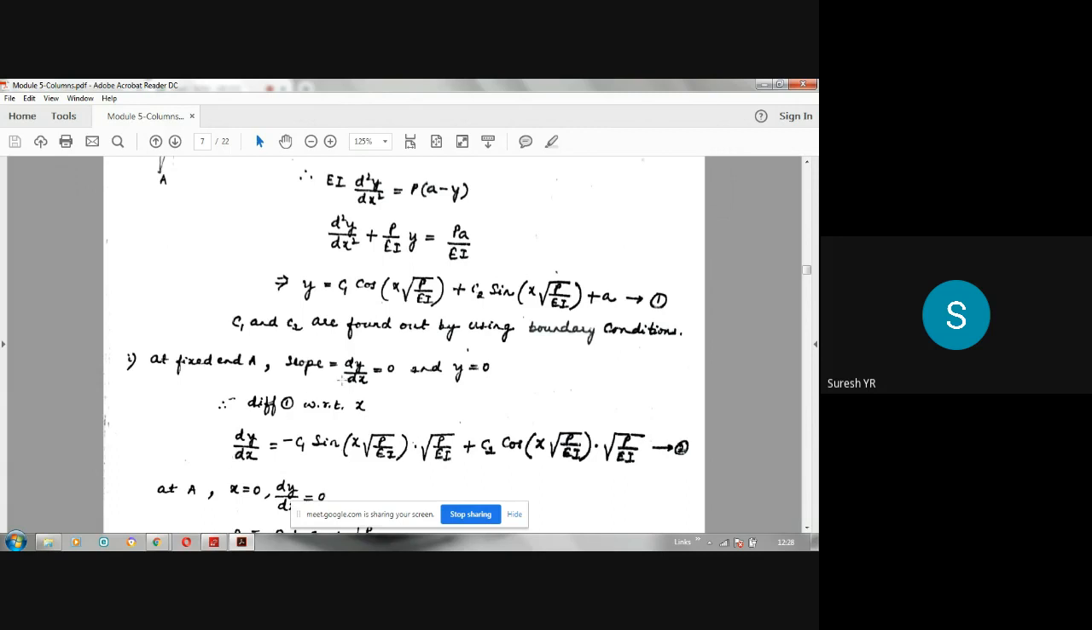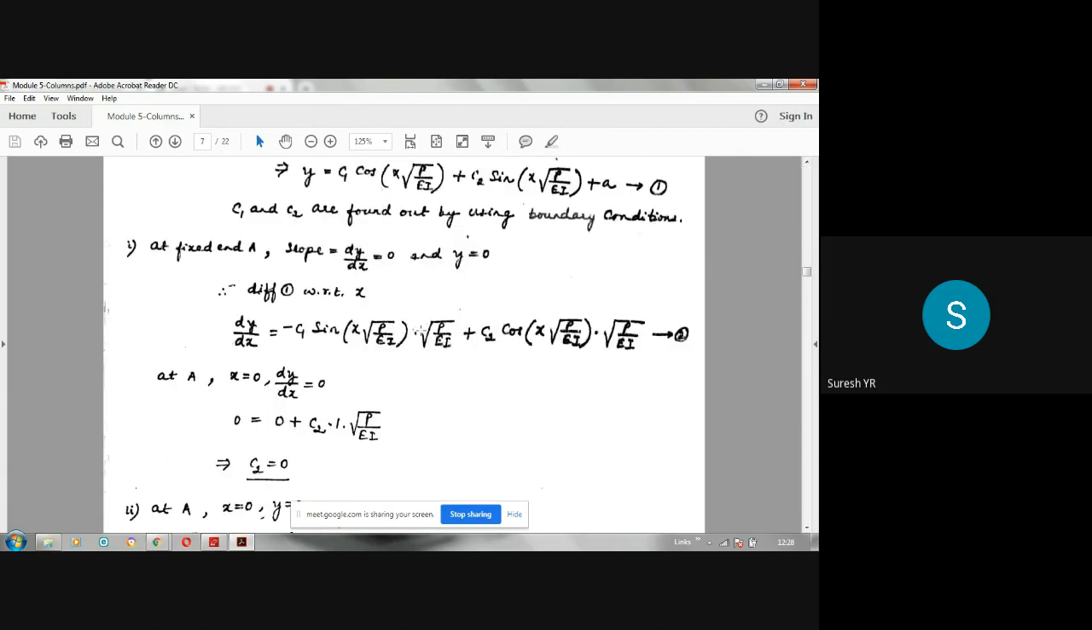Now apply the first condition. At x equal to 0, dy/dx is 0. Apply that to this, and call it equation 2. The LHS becomes 0, and since x is equal to 0, sin 0 becomes 0, so the first term becomes 0. The second term has cos 0, which is 1, so C2 into 1 into root of P by EI. Since the LHS is 0, C2 becomes 0 here. Please note that.